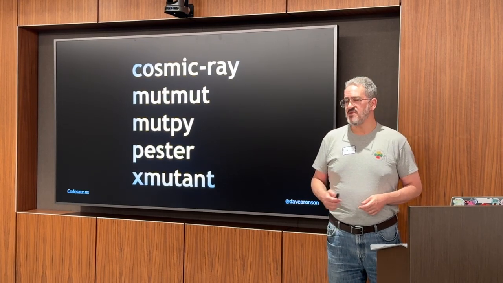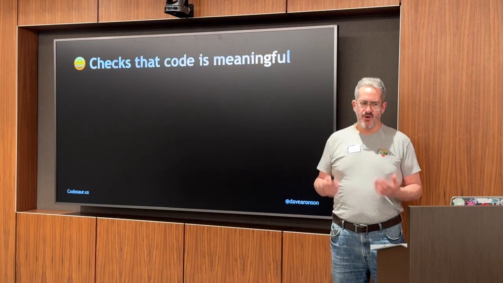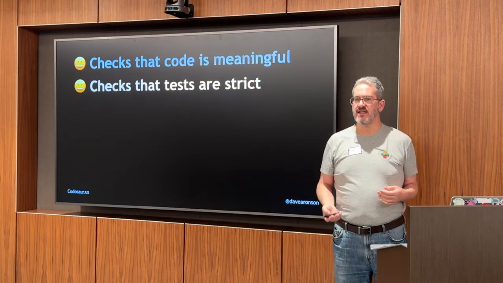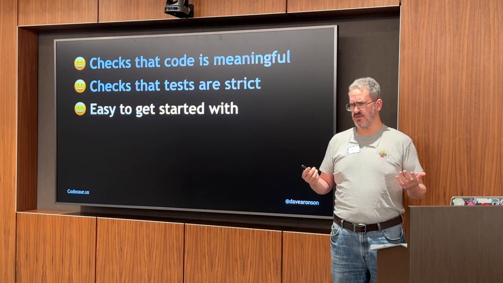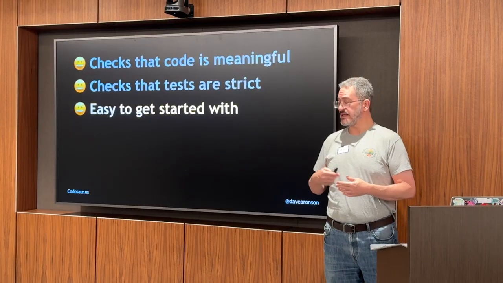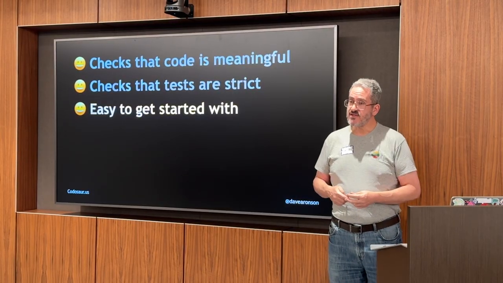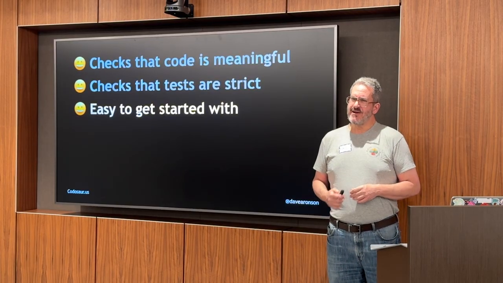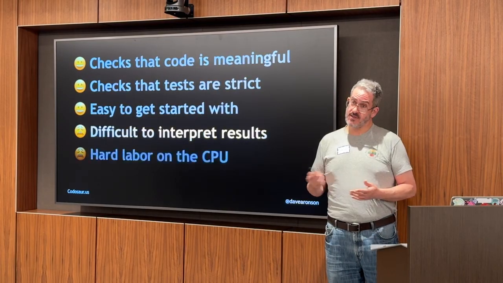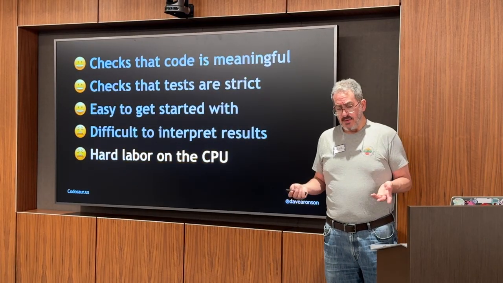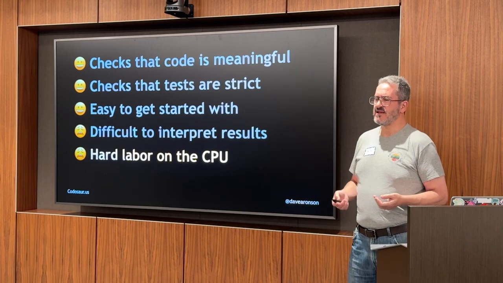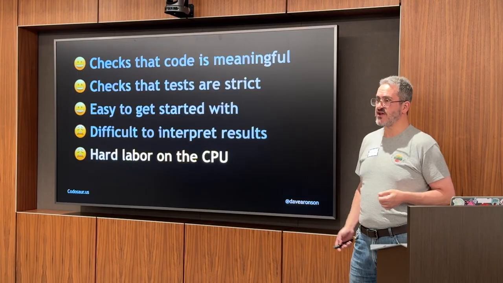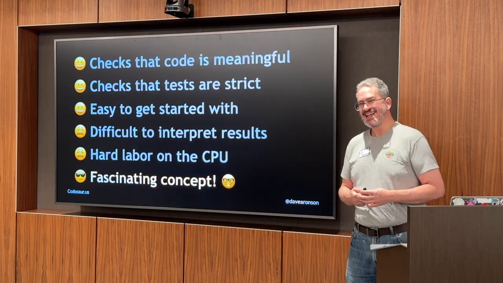To summarize at last, mutation testing is a powerful technique for making sure that our code is meaningful and our tests are strict. It's fairly easy to get started with in terms of things like setting up the tools and annotating our tests if need be, which may be tedious and time consuming, but at least it should be easy. But it's not so easy to interpret the results, nor is it easy on the CPU. But even if these drawbacks mean it might not be all that great a fit for our current projects right now, I still think it's just a really cool idea in a geeky kind of way.